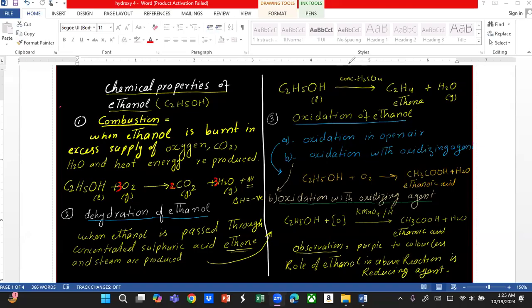Today I am going to tell you a very important topic, that is chemical properties of hydroxy compounds. So taking an example of ethanol, we can apply all these properties to the complete homologous series of hydroxy compounds. So let's start with it. The first reaction is combustion, and you know that combustion is the burning of fuel.